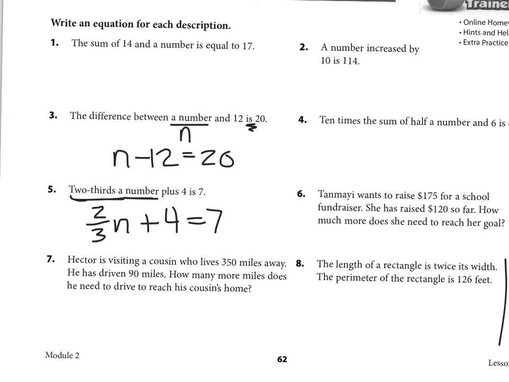Okay, what about a more specific word problem like number 7? Hector is visiting a cousin who lives 350 miles away. He has driven 90 miles. How many more miles does he need to drive to reach his cousin's home? Obviously this is an easy problem to do, but in terms of writing the equation, we know he's driven 90 miles. We're looking for how many more miles he has to drive, x, and altogether that has to be how far it is, which is 350. So that would be our equation that we would use to try to solve. Again, you could find the answer very easily.